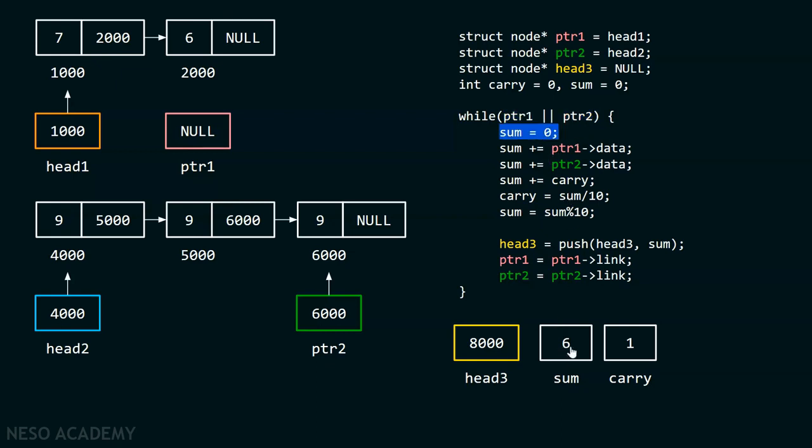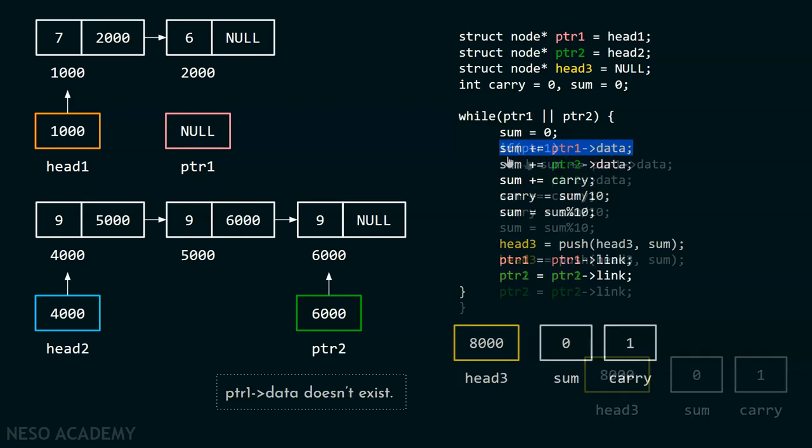Sum becomes 0, so let me update this with 0. After this, we'll perform this step, that is sum plus equal to PTR1 data. But PTR1 data does not exist, isn't that so? PTR1 is holding null at this moment. We cannot access PTR1 data. It is not pointing to any node. How are we able to access PTR1 data? There is no way to access PTR1 data. It may produce an error, right? Now how to eliminate this problem?